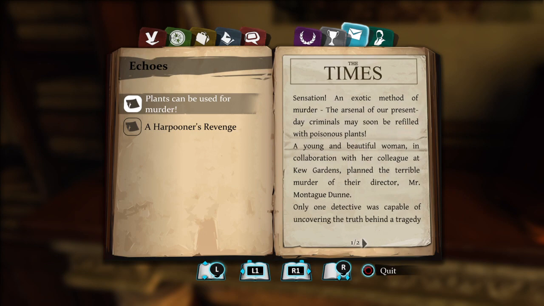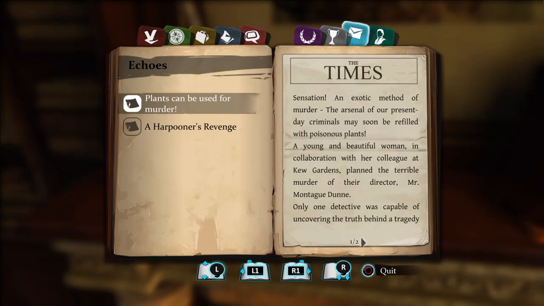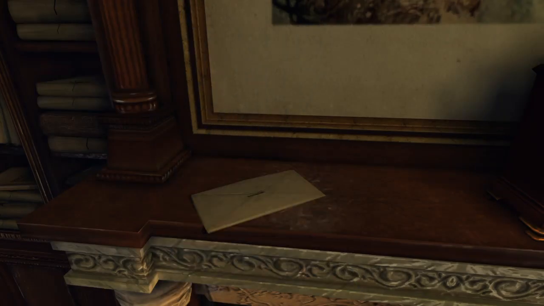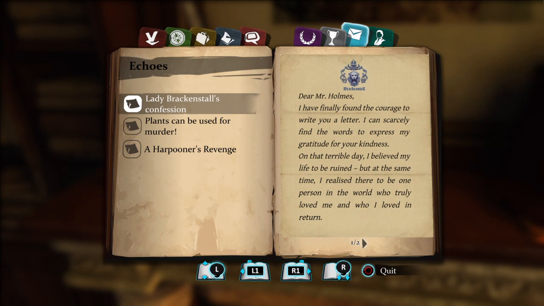Plants can be used for murder. Sensation, an exotic method of murder. The arsenal of our present-day criminals may soon be refilled with poisonous plants. A young and beautiful woman, in collaboration with her colleague at Kew Gardens, planned the terrible murder of the director, Mr. Montague Dunn. Only one detective was capable of uncovering the truth behind the tragedy that was initially believed to be a simple heart attack. That detective's name is Sherlock Holmes.